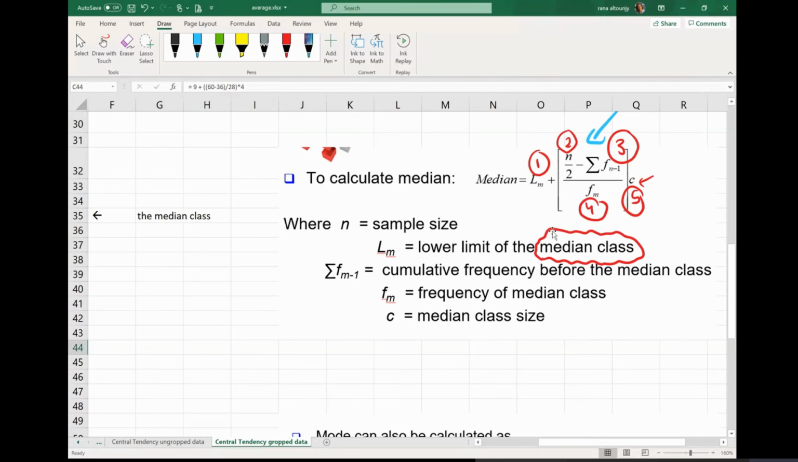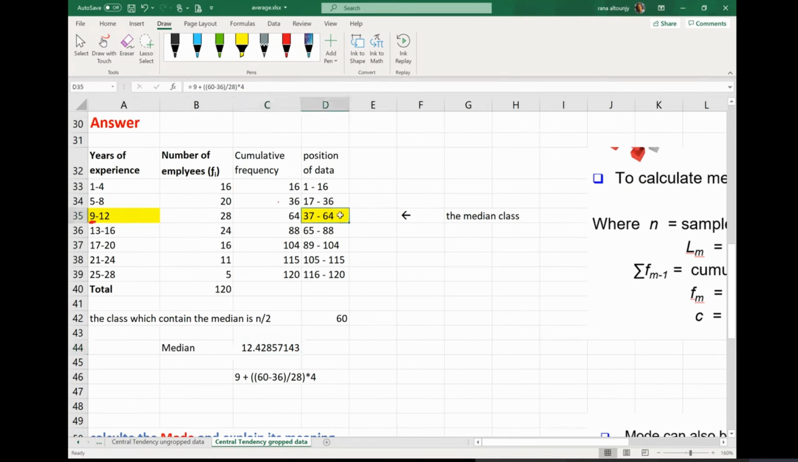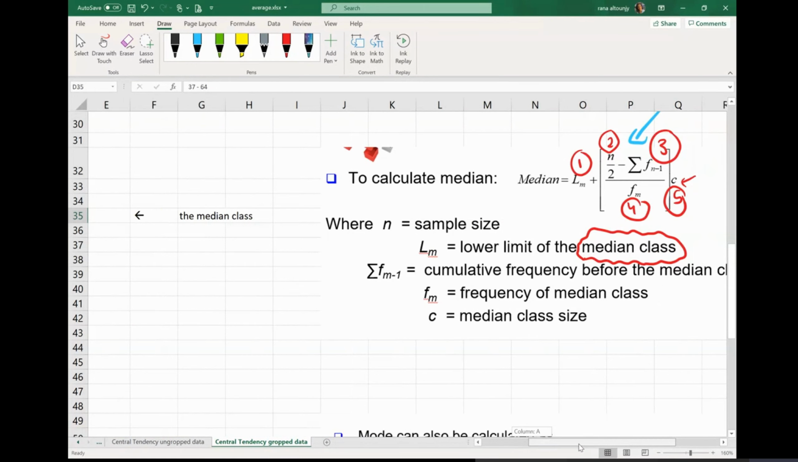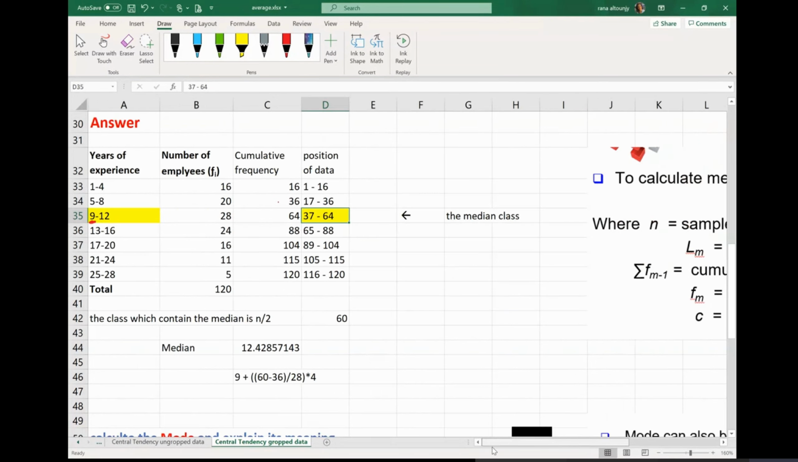First, we need to calculate the LM. What is the lower limit of the median class? You remember we find our median class, which is the class containing the 60, which is the sample size divided by 2, our median. So the class containing our median is the median class. So first we need to find the LM. The LM is the lower limit of the median class. This is our LM.